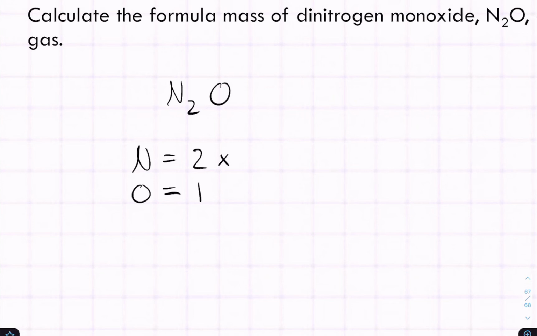So look at the periodic table. Nitrogen is 14.00674. I missed one. For exams, use the masses on the periodic table that I give you to avoid rounding errors. And then oxygen is 15.9994.